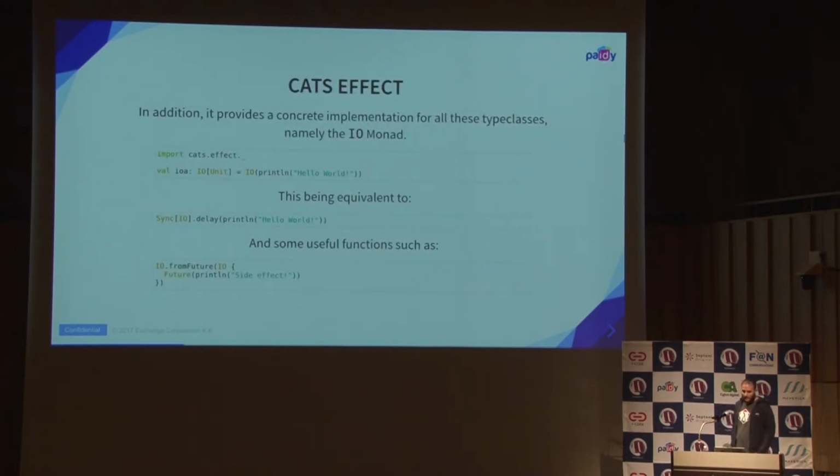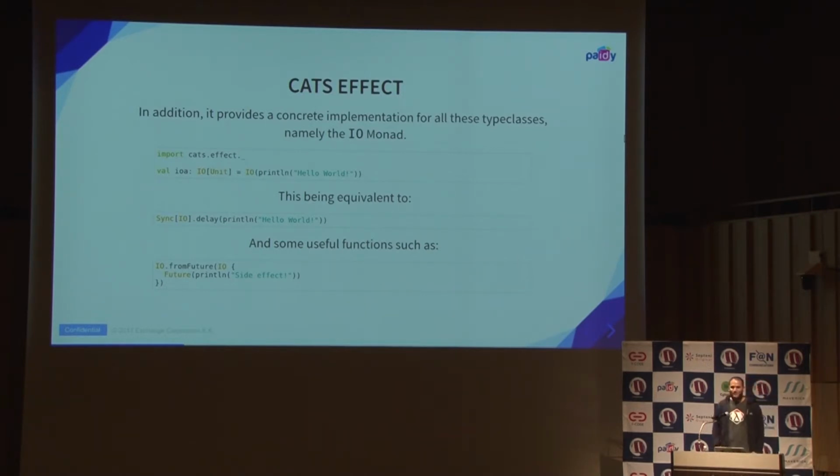So in addition to all this hierarchy of type classes, Cats Effect also provides the IO monad. How many of you have heard of the IO monad here? Please raise your hand. Good. And how many of you are currently using it? All right, so only a few.